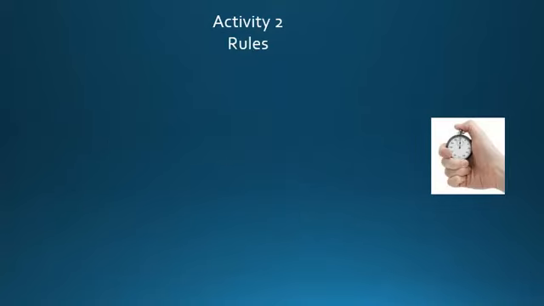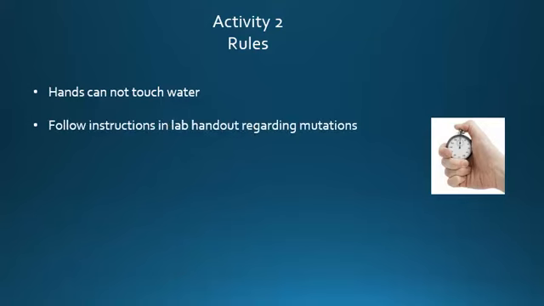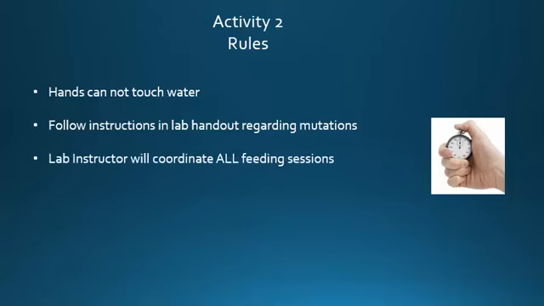So our goal then is to participate in the activity, and to do that we have to follow a certain set of rules. So for example, in the course of feeding with the chopstick bills, the hands cannot touch the water. These birds don't like to have their feathers in the water for some reason. And then regarding the process of doing the competition, just be sure to follow the instructions in the lab handout and from your laboratory instructor regarding the mutations. They're a little bit complicated, but once you've done them once, you'll be able to figure them out.